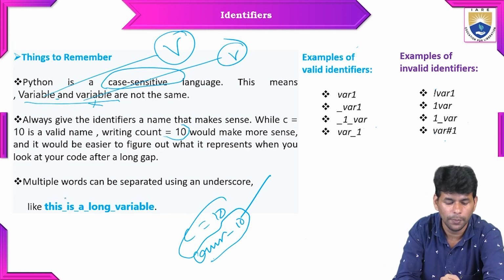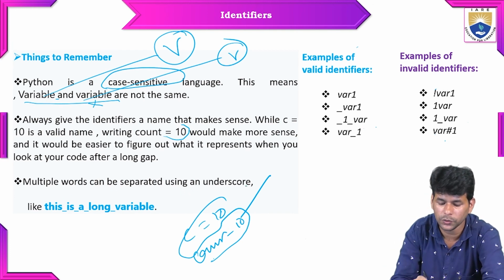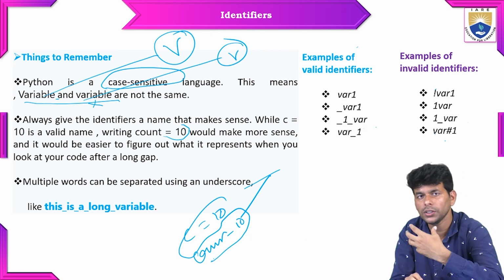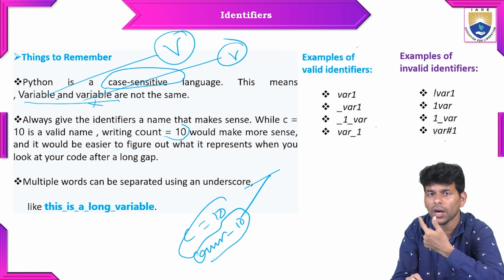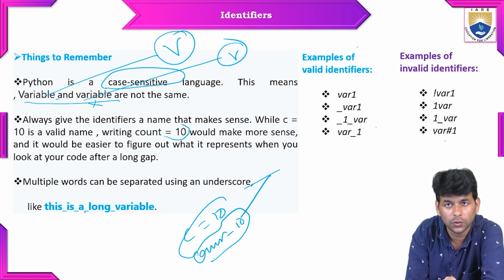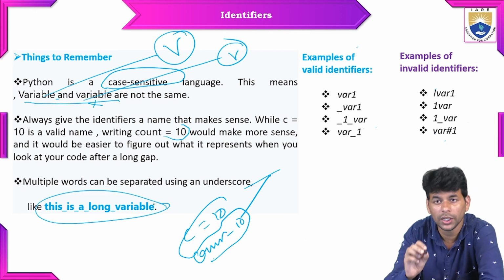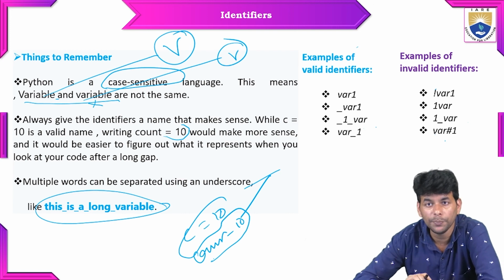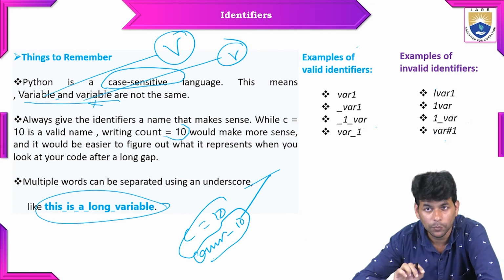The next one is that multiple words can be separated using an underscore. If you are using multiple words as an identifier, what do we have to do? For example, underscore a underscore lang underscore a variable. We have to use an underscore symbol for separation of the words, for making a beautiful identifier and a more sensible identifier.